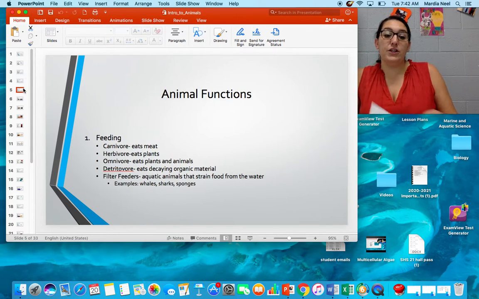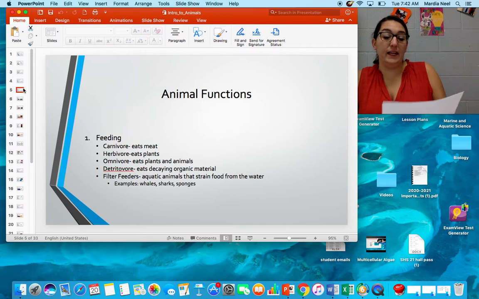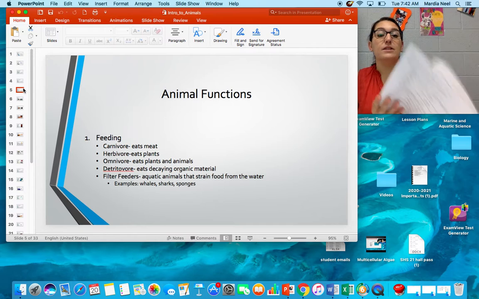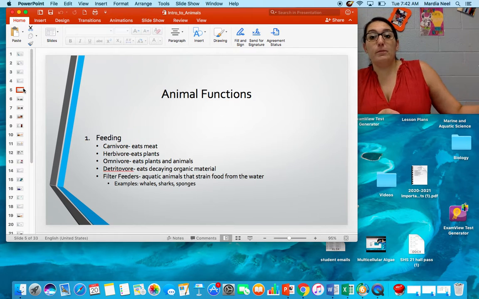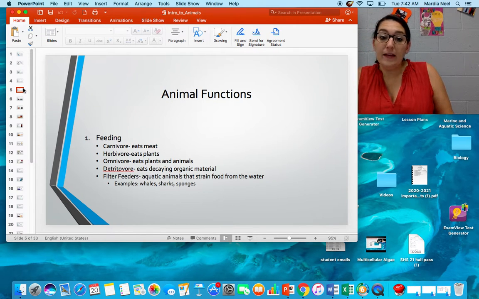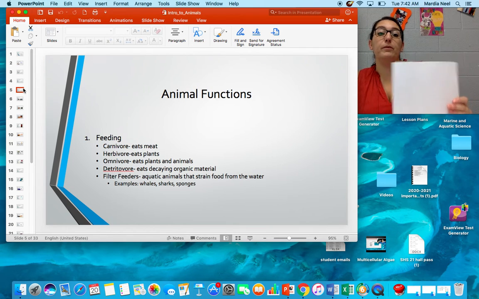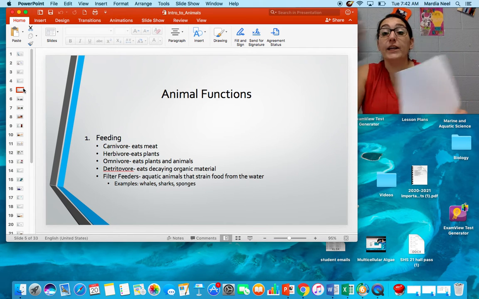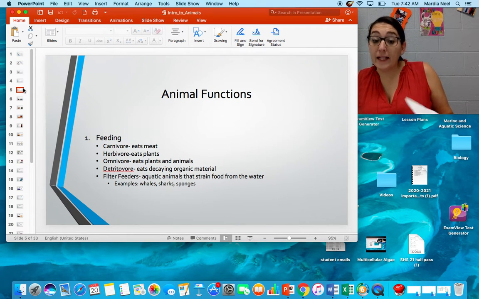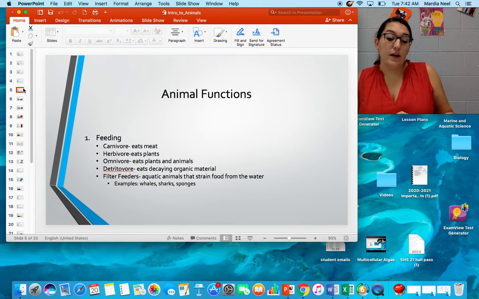So animal functions. An animal has to feed, has to get its food somewhere. Hopefully this isn't the first time you've heard these things. So a carnivore eats meat, an herbivore eats plants, an omnivore eats plants and animals, a detritivore eats decaying organic material, and filter feeders strain their food from the water. Those are going to be like your baleen whales, your humpback whales, those kinds of animals. We're going to learn more about other animals that do that.